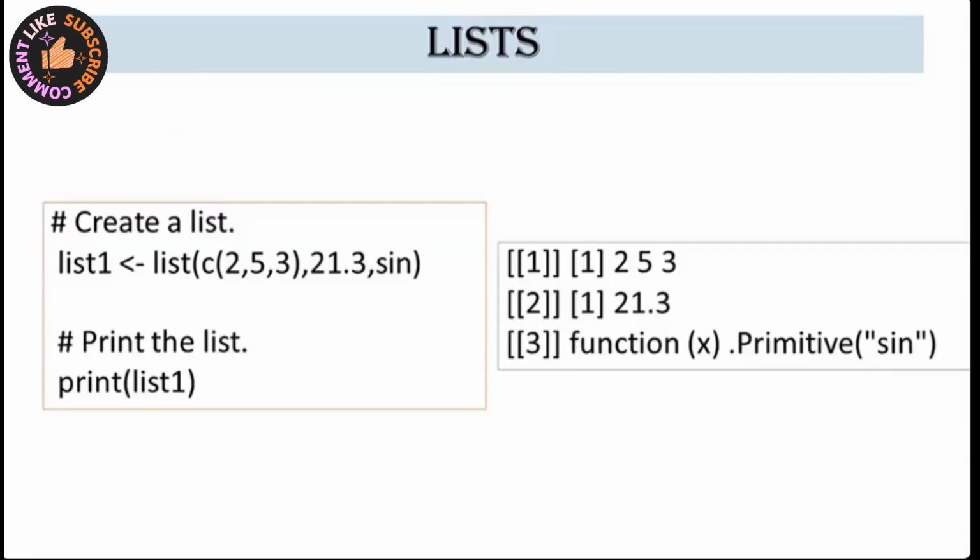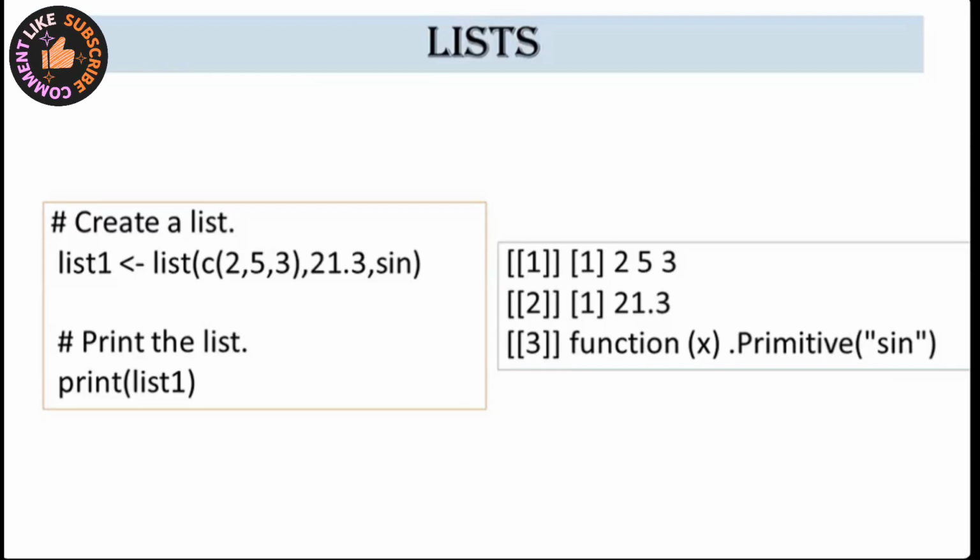In this particular example, list one is created with the data. In the syntax, you can see list and a bracket. In this bracket, we have stored three elements: one is the vector, that is c(2, 5, 3), and one numeric value, that is 21.3, and one sine function, a trigonometry function, that is sine we have used.